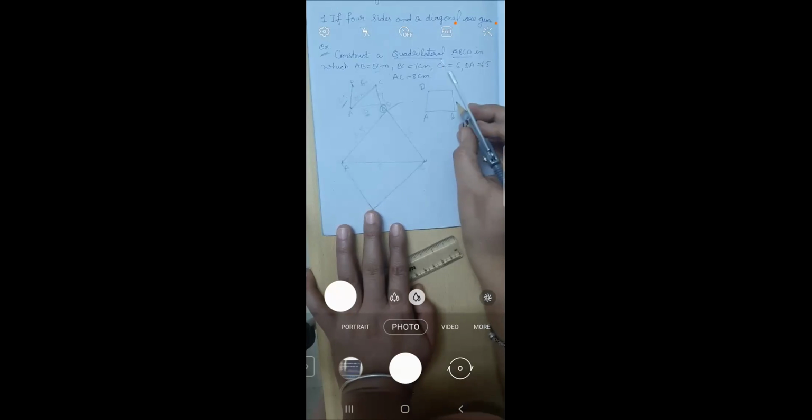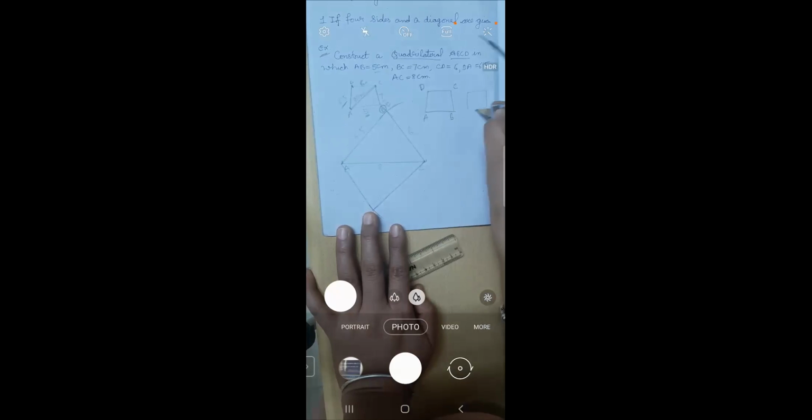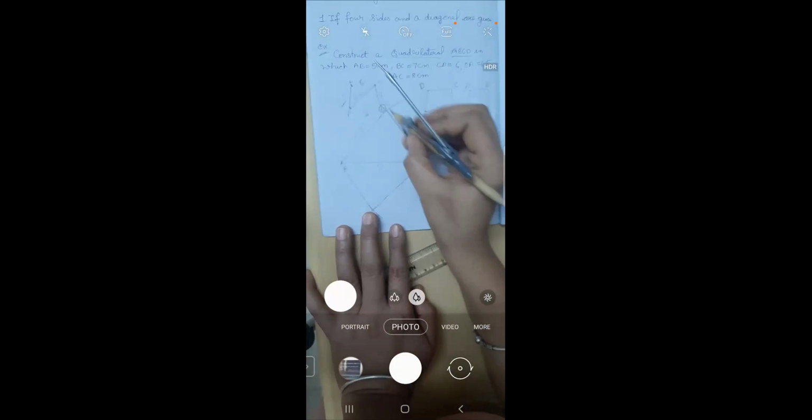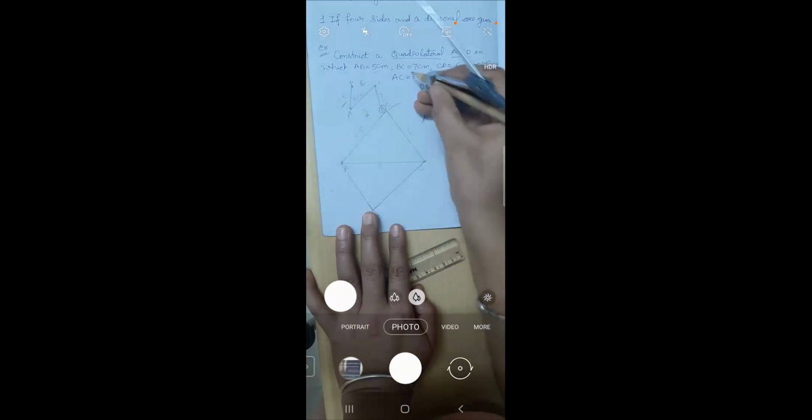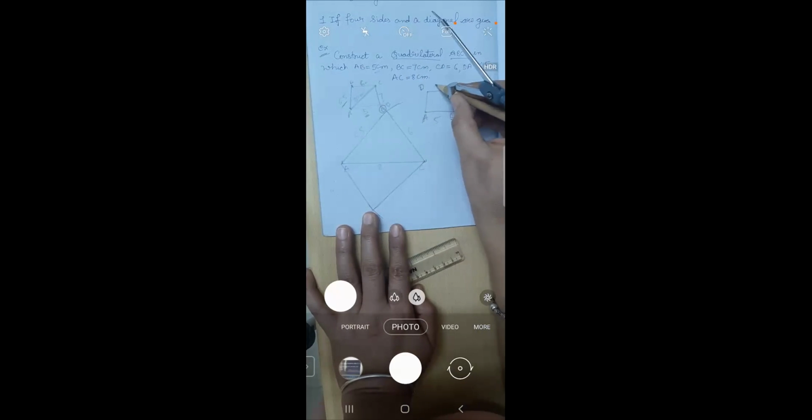You can give A, B, C, D in any way, starting from this side or from the upper part, going either clockwise or anti-clockwise. That is the rule for giving the names. Now AB is given, AB is 5 centimeter, BC is 7, CD is 6, DA is 6.5. All 4 sides have been given, and AC is the diagonal, and it is 8 centimeter.